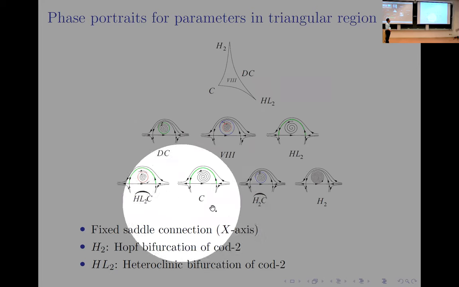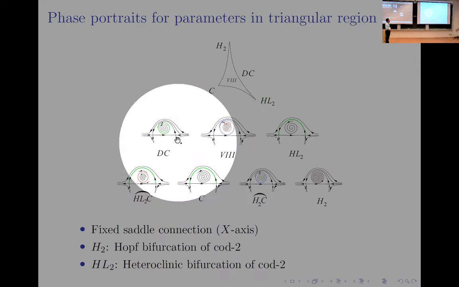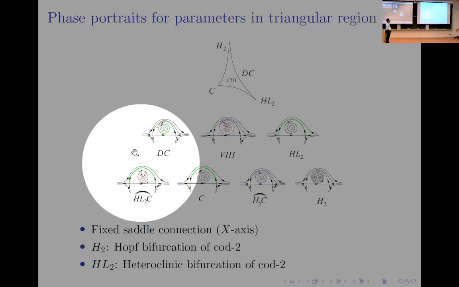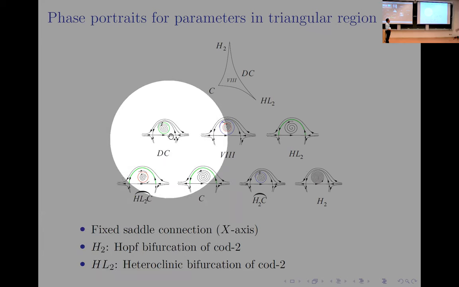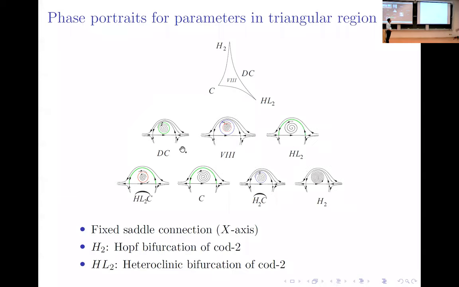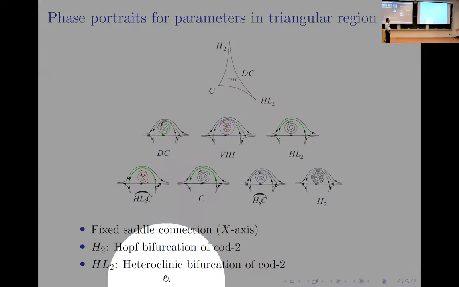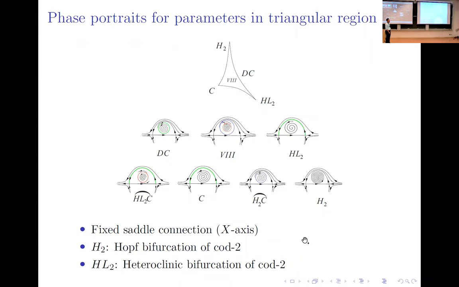And one thing I want to emphasize here, you look at all this phase portrait. Here the x-axis is the invariant line, so we have a fixed set of connection, that is xx, which connects EA and EK. And by considering the nilpotent saddle of codimension 3, we are able to show the existence of the homoclinic bifurcation of codimension 2. So in the sense that we know the existence of the homoclinic loop, which is order 2. So when we perturb the homoclinic loop, there might be limit cycles.